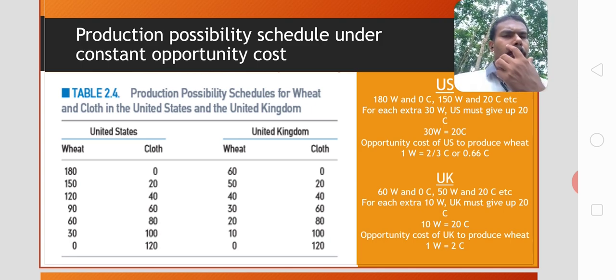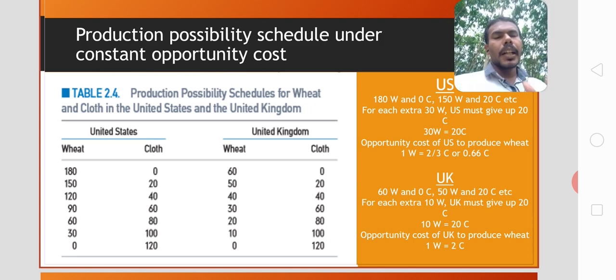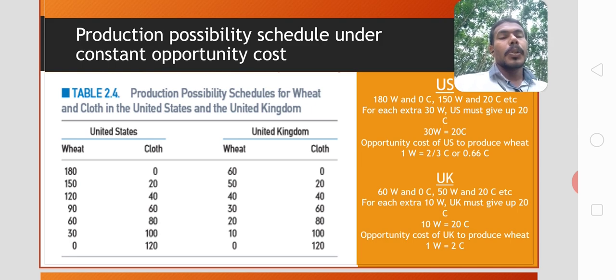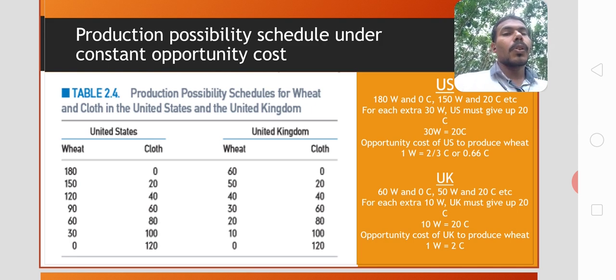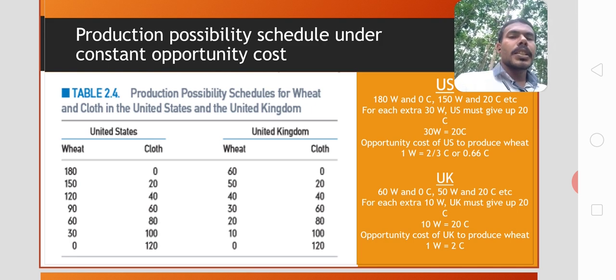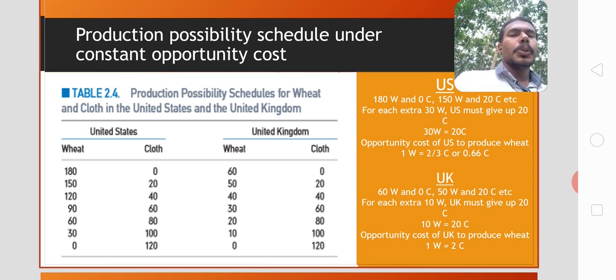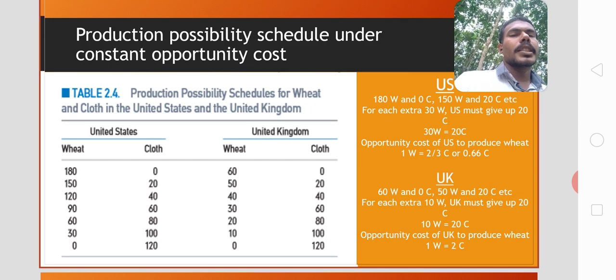So we are explaining the trade condition under constant opportunity cost. All along the production process, opportunity cost is the same for all levels of production. So this is the opportunity cost of the United States to produce wheat, that is 0.66.